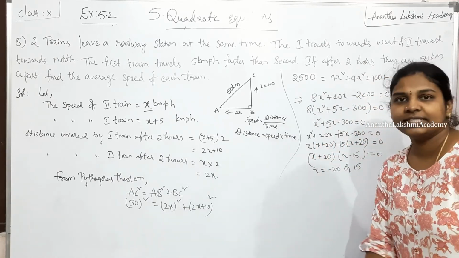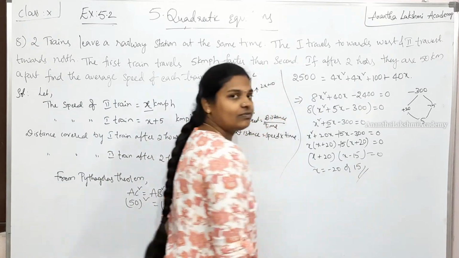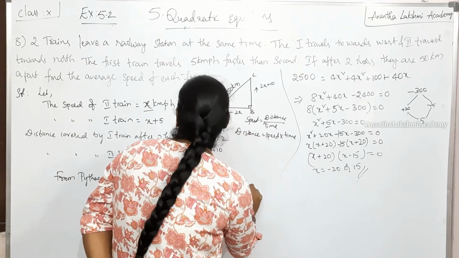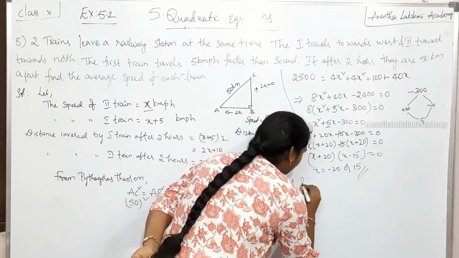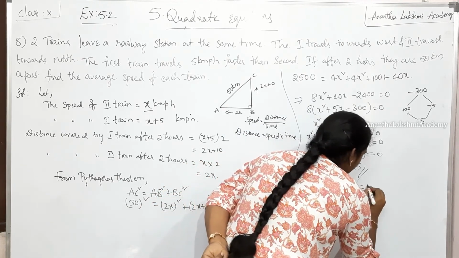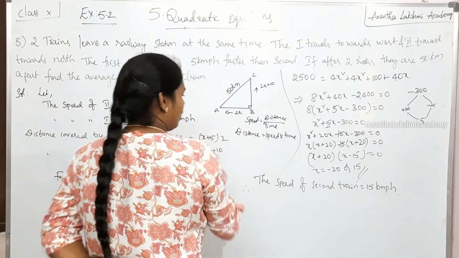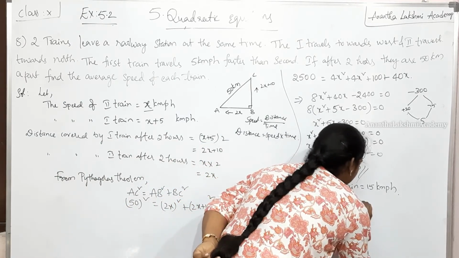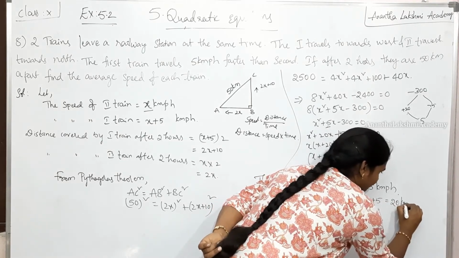What are we dealing with? Speeds. So which cannot be negative. Therefore, x will be 15. That indicates that the speed of second train is going to be 15 kilometers per hour. Then the speed of first train is going to be 15 plus 5, which is nothing but 20 kilometers per hour.